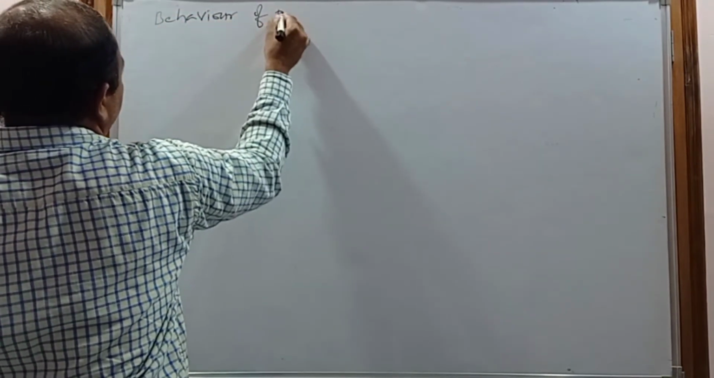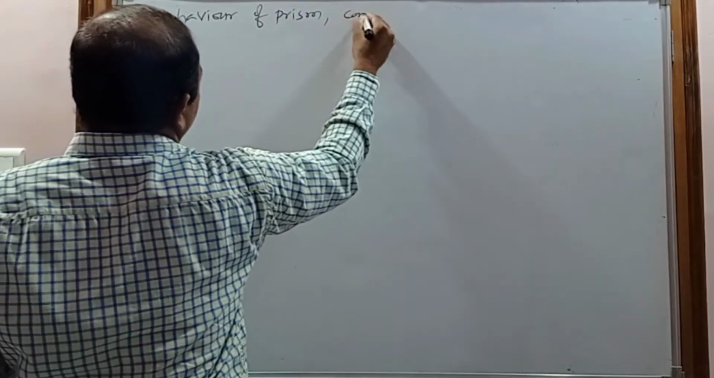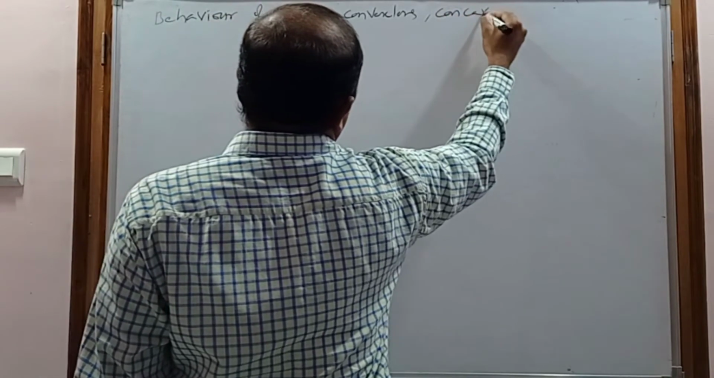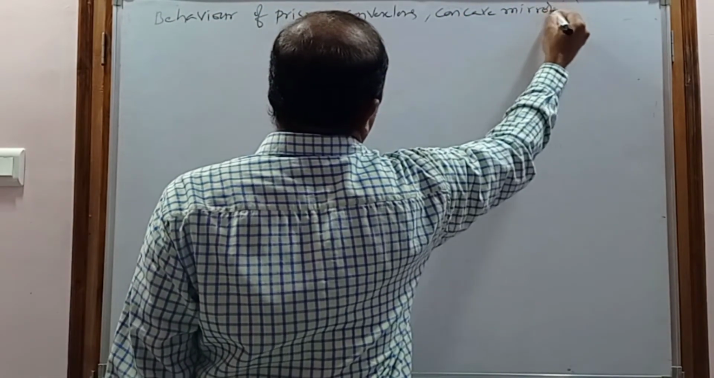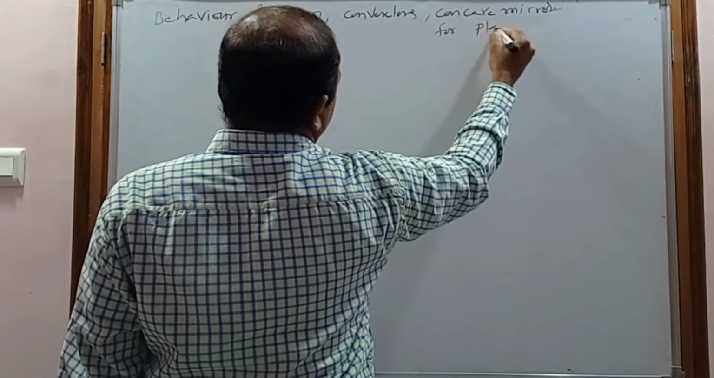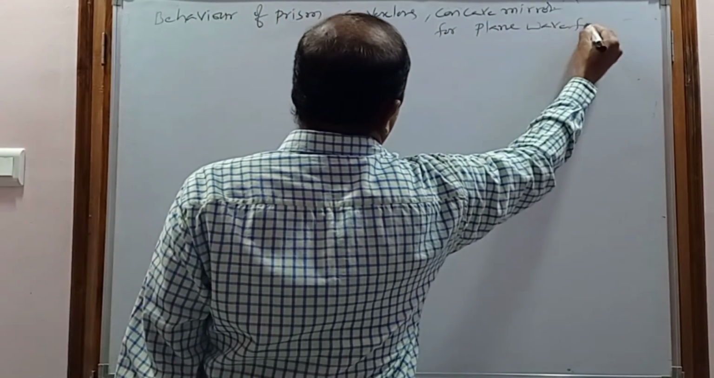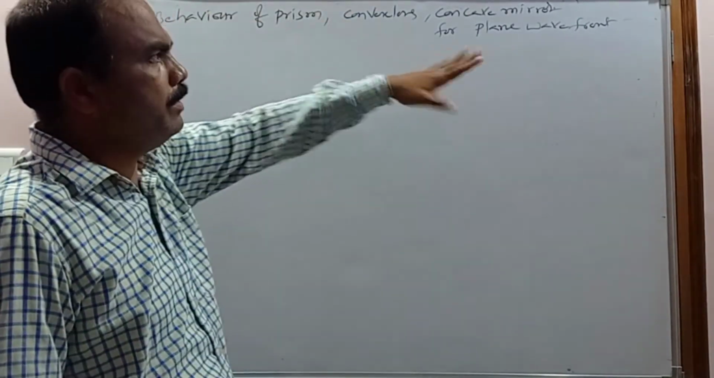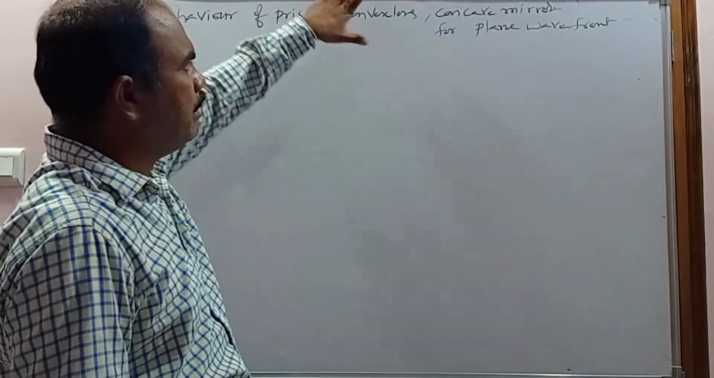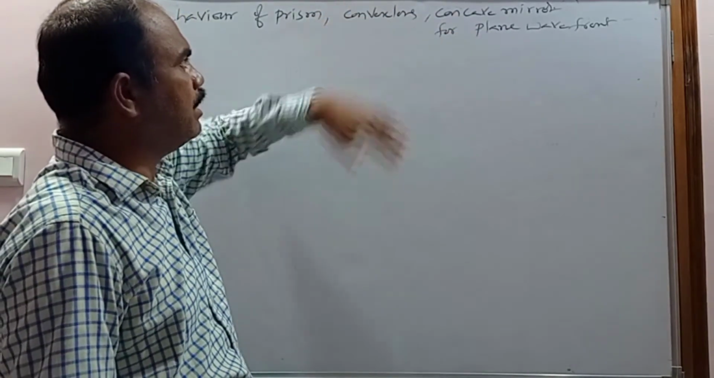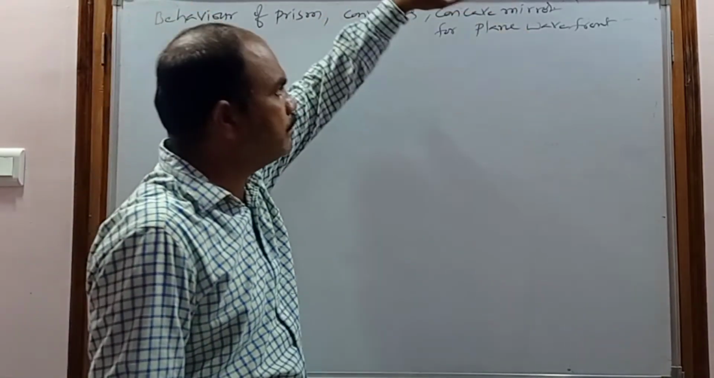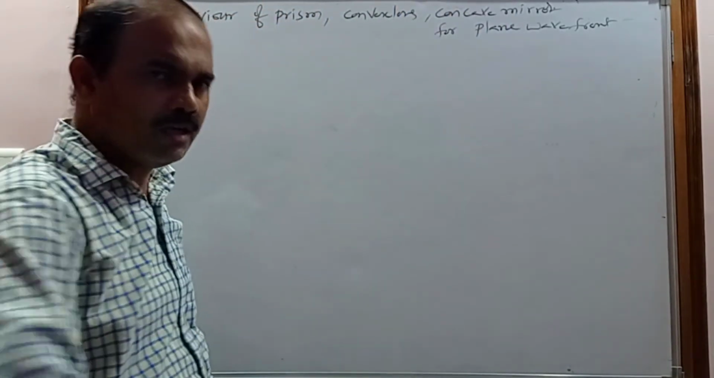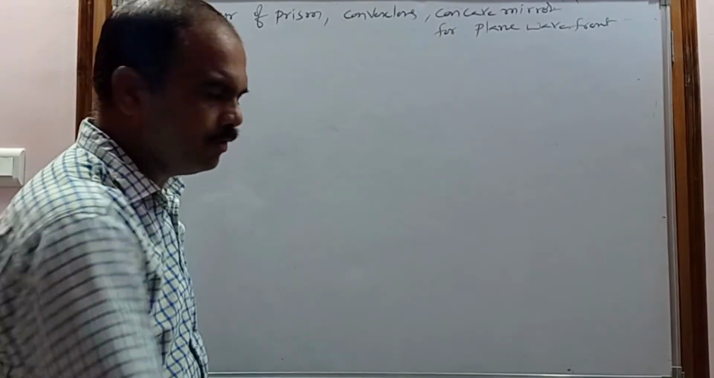So the behavior of the prism, convex lens, and concave mirror for a plane wavefront. If a plane wavefront is incident on the prism, how will the prism behave? If a plane wavefront is incident on the convex lens, how does the convex lens behave? And if a plane wavefront is incident on the concave mirror, how does the wavefront change? We are going to learn that.